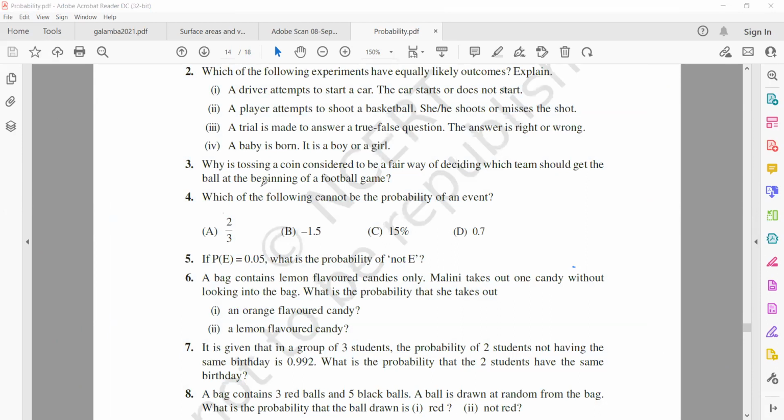Why is tossing a coin considered to be a fair way of deciding which team should get the ball at the beginning of a football game? Ma'am, because it is equally likely. Yeah, so because the outcomes are equally likely, right? Yes, ma'am. That is why. So that means we can say the outcome is unpredictable here, right? There's no hint, there's no indication of any kind. So either we get a head or a tail. There are equal chances.